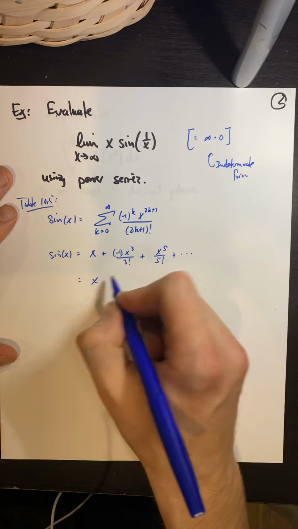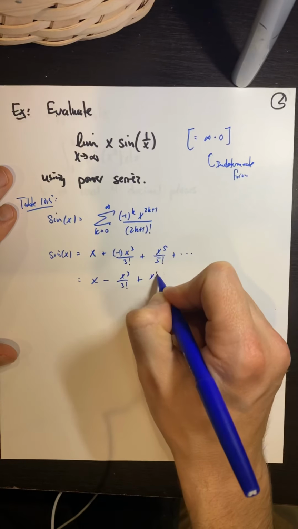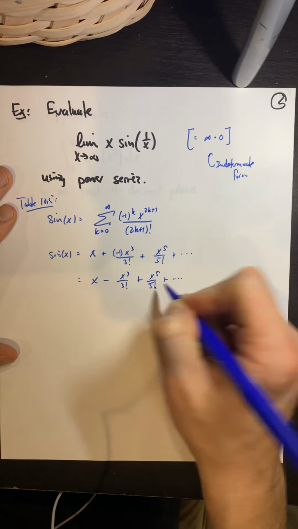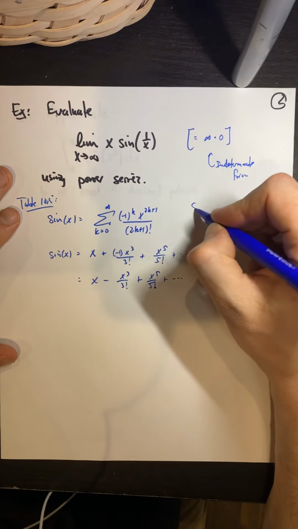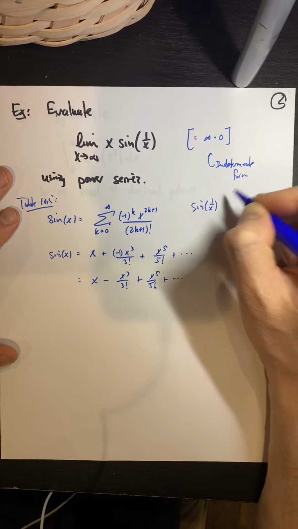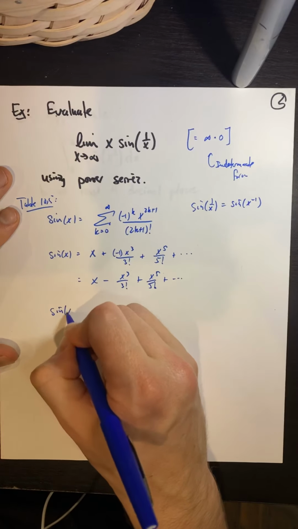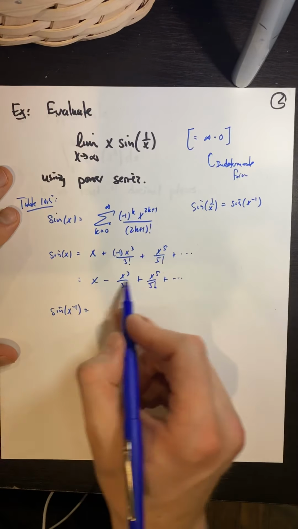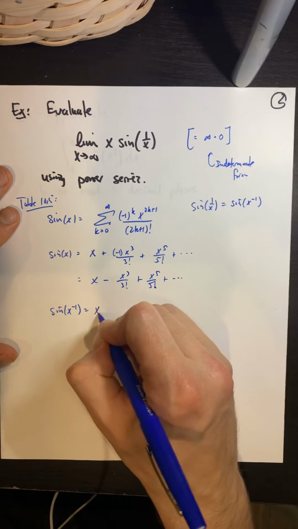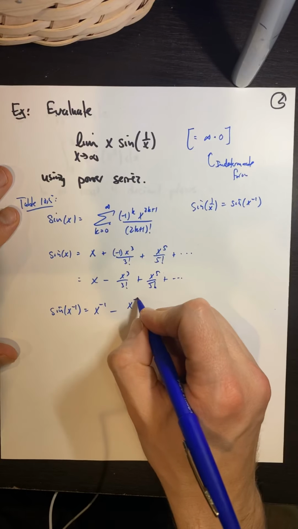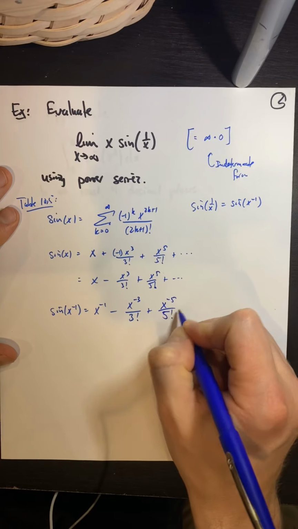So what we're going to have here is x minus x cubed over 3 factorial plus x to the 5th over 5 factorial plus some other terms. So in my limit that I'm evaluating, it's not sine of x, it's sine of 1 over x, but I can write sine of 1 over x as sine of x to the negative 1. So using this expansion, wherever you see an x in the original series, you would put an x to the negative 1. So this would be x to the negative 1 minus x to the negative 3 over 3 factorial plus x to the negative 5 over 5 factorial, and so on.